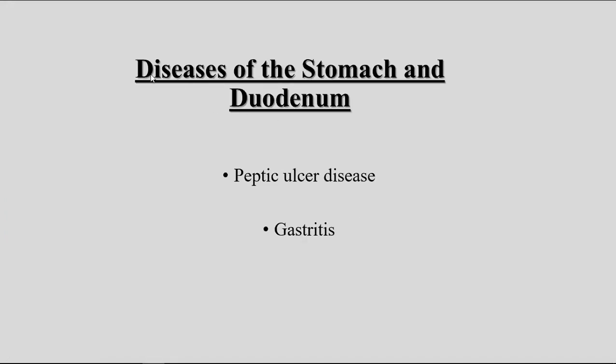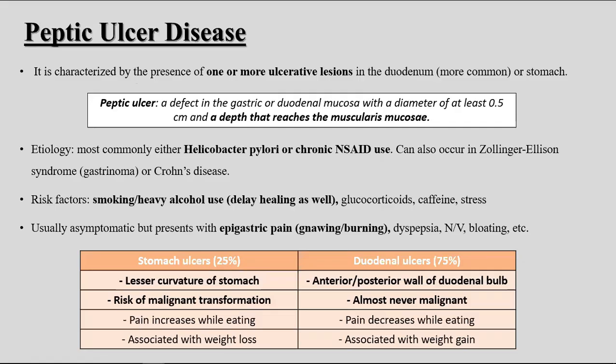Okay, so the next thing we're going to talk about is the diseases of the stomach and duodenum. The two main conditions over here are peptic ulcer disease and gastritis. Peptic ulcer disease is when you have one or more ulcerative lesions present either in the duodenum or the stomach. And all these ulcerations are actually way more common in the duodenum than in the stomach, even though people usually associate PUD with the stomach.